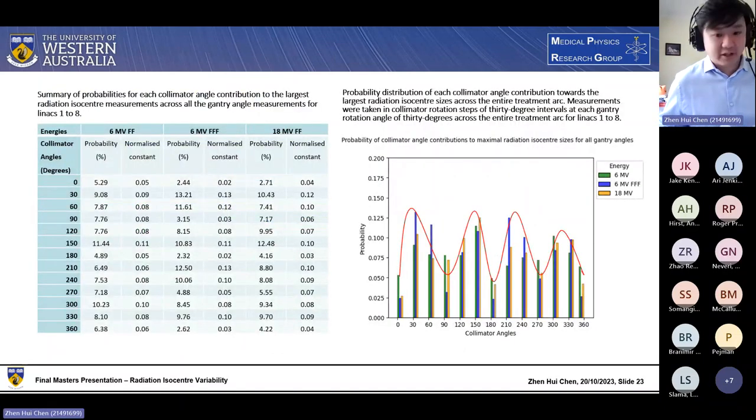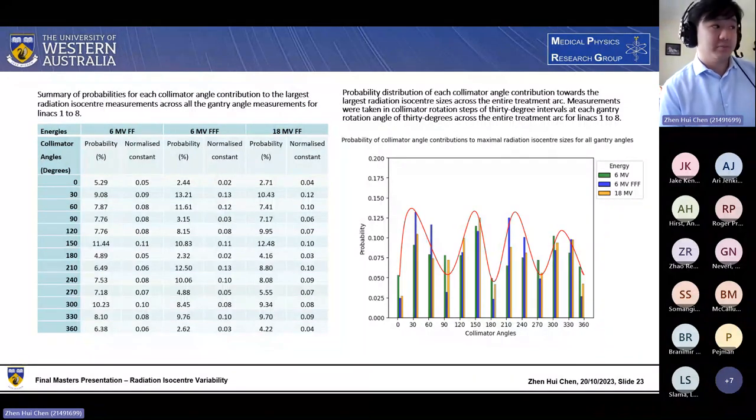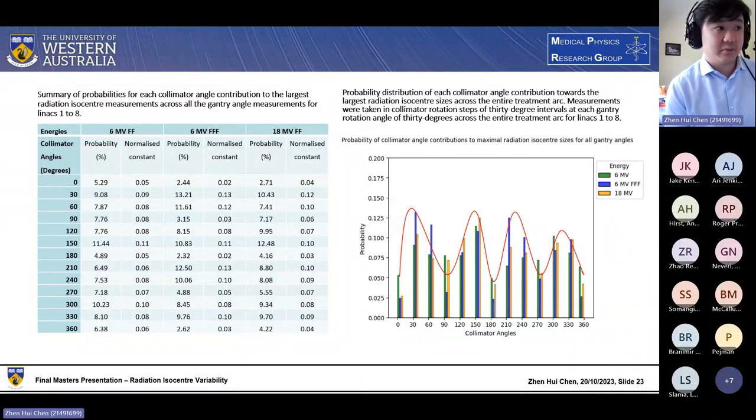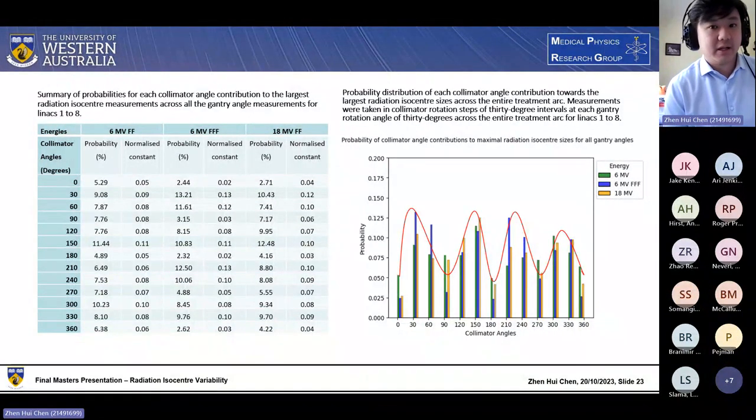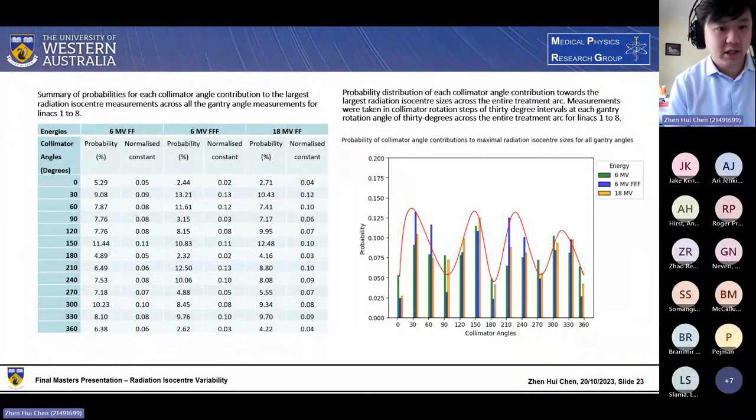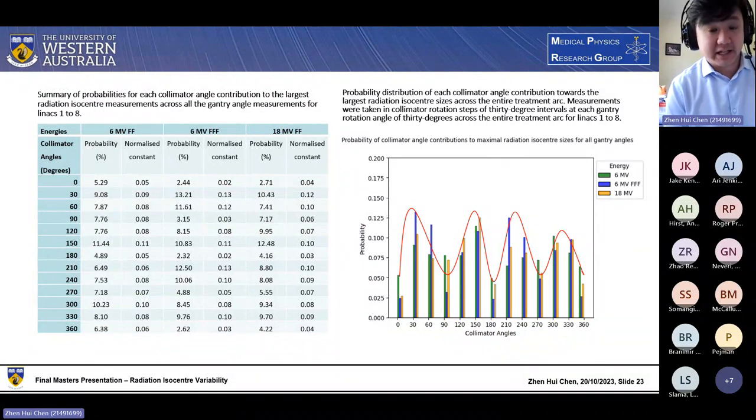And moving on, we're now talking about the collimator. So on the left, we have the summary of all the probabilities for each collimator angle contribution for all the gantry angle measurements. And how this was done was basically taking all the combinations of the collimator angles that resulted in the largest radiation isocenter, and then normalizing those values and plotting to see which ones appear the most. And we take that as the probability that a particular collimator angle would have the most effect on your radiation isocenter size.